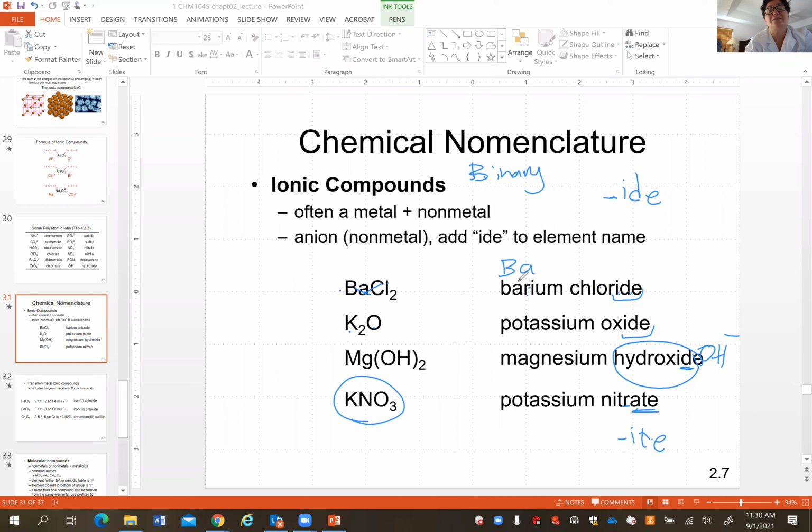I'm checking the chat just to see if you have the answer in the chat box. Besides the symbol, what else do you need to know in order to write the chemical formula for an ionic compound?